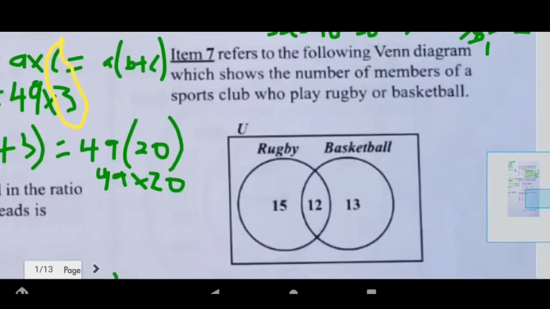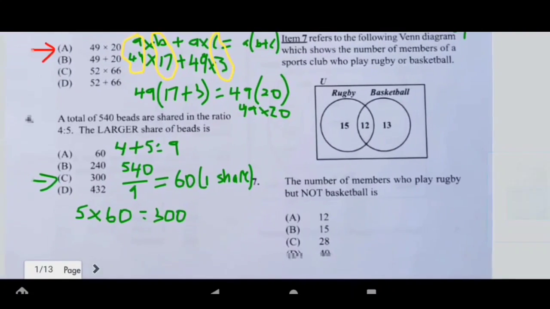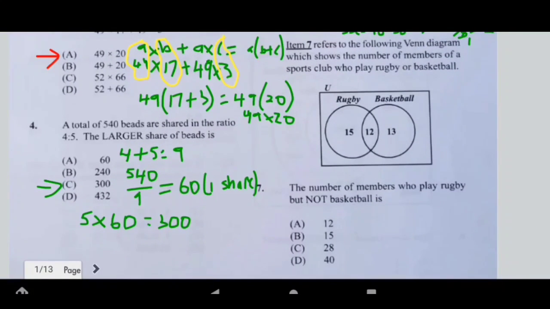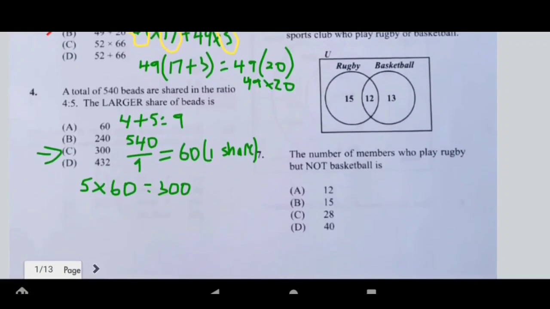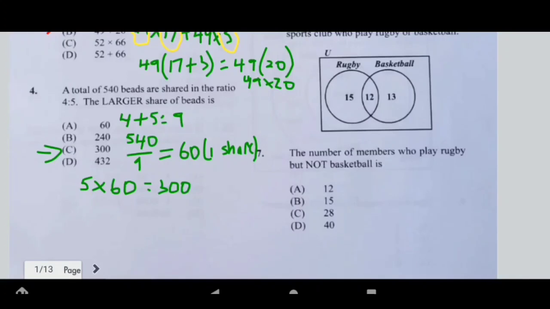Question number 7. Item 7 refers to the following diagram, which shows the number of members of a sports club who play rugby or basketball. And we have our Venn diagram. Question 7 is asking us the number of members who play rugby but not basketball. Looking at our Venn diagram, they're asking us for the number of members who only played rugby but not basketball. So that's rugby only we're looking for, which gives us a value of 15 players. So that gives our answer as B.